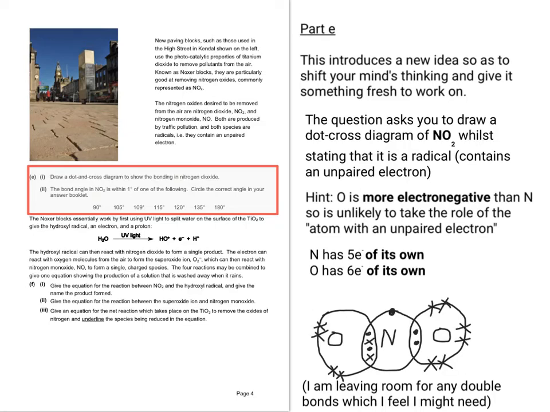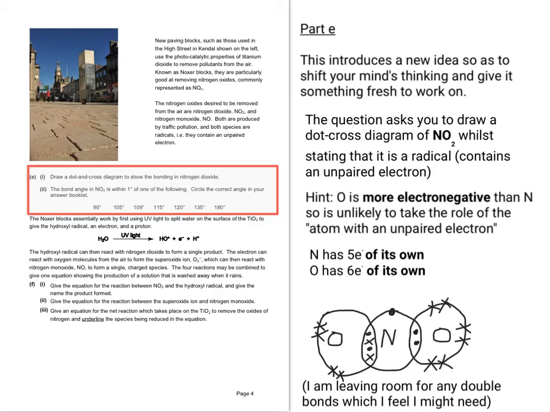So after about 30 seconds of head scratching, I realised that there's probably going to be a dative covalent bond as well. So nitrogen has to have 5 electrons, so 5 dots. Each oxygen has to have 6 electrons, so 6 crosses, and I think we're there.